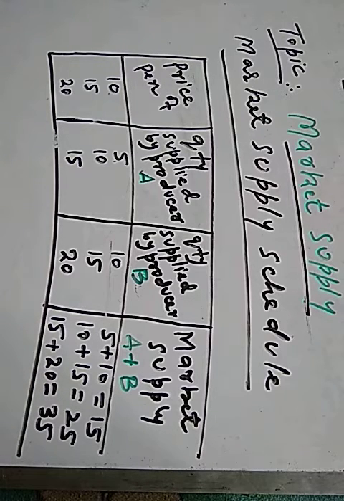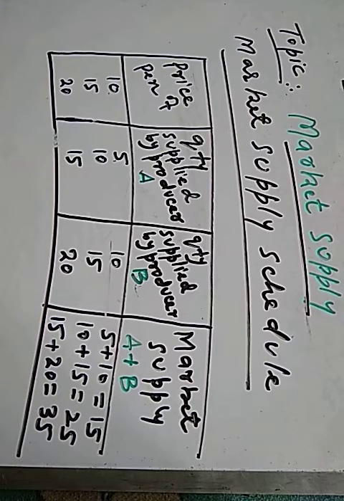Market supply is 35. That is total supply of a commodity by all producers. Total supply, that is 35 by all producers. The producers are producer A and producer B, two producers. That is duopoly market in our example, and the given price is 20. This is the horizontal summation.